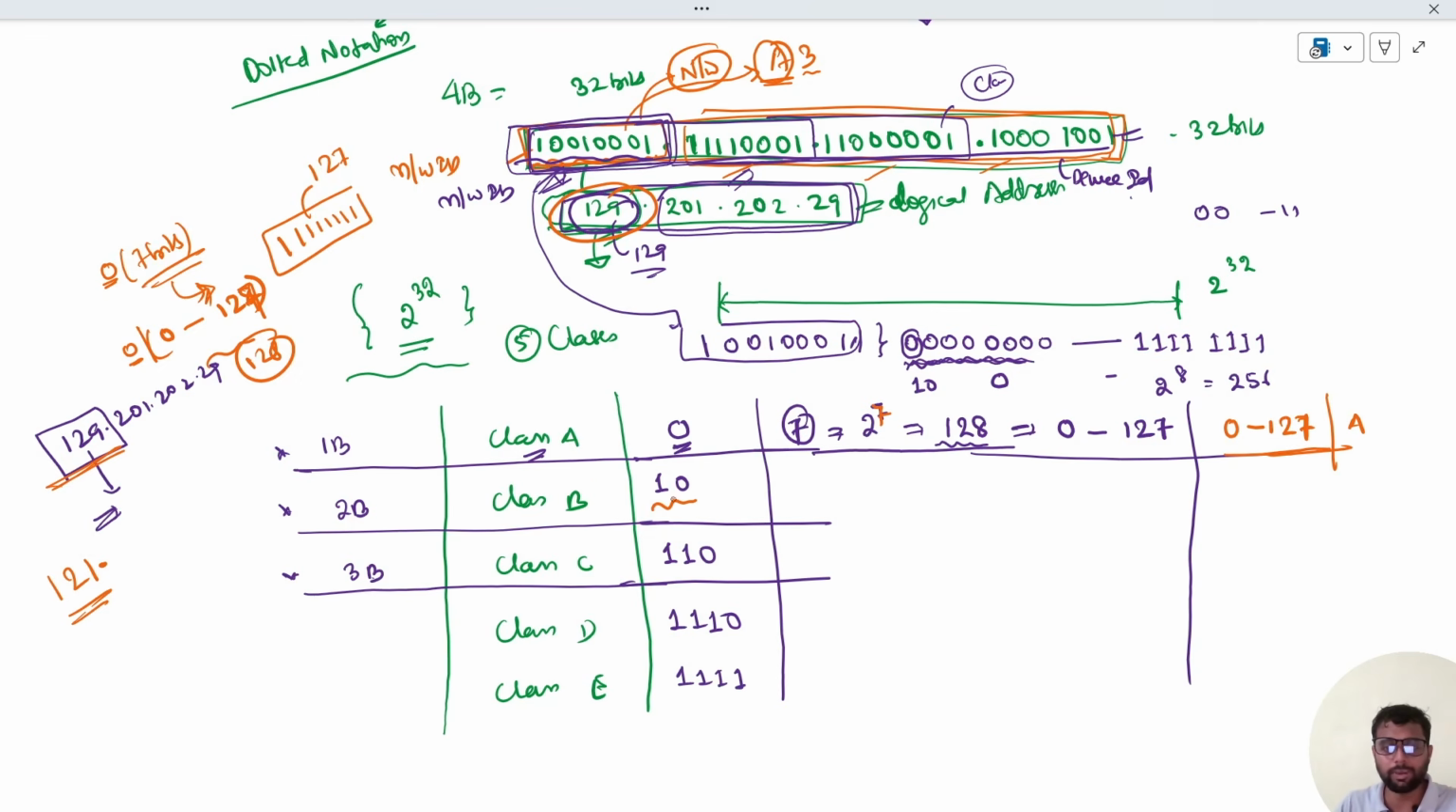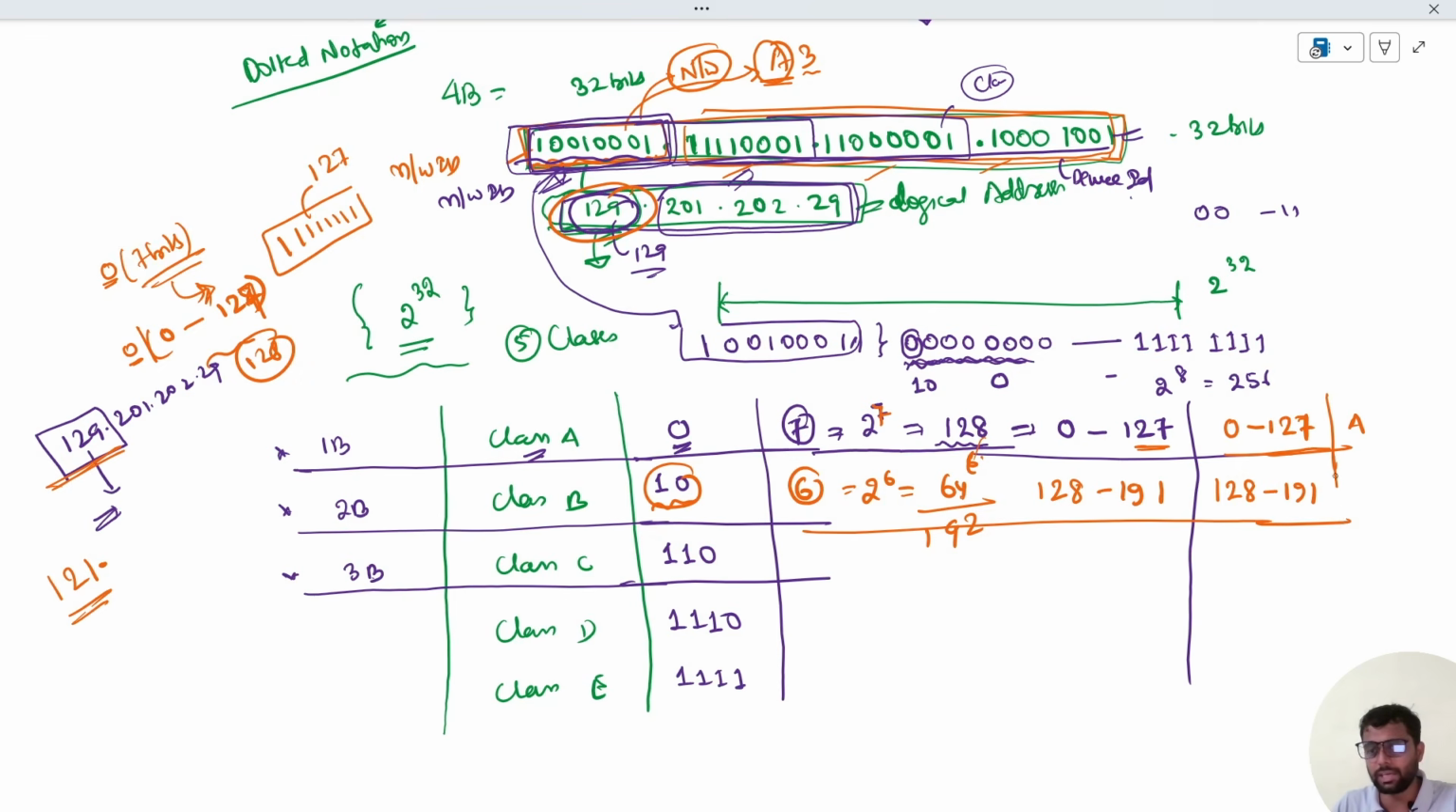Come to the second, class B. क्लास बी में हमारा 2 बिट्स हमको रिजर्व कर रहे हैं 10. तो अगर हम 2 बिट्स रिजर्व कर रहे हैं तो we are left with how many bits in the first byte? 6 bits. 2 raised to the power 6 is how much? It is 64. So we can represent 64 different addresses with the first byte. So 0 से 127, here we are having 0 से 127. Add 64 to it. How much are we getting? 192. That means if we include 128 over here, we will be left with 191. So if the first byte is like 128 to 191 के range के अंदर, we will say it is a class B address.